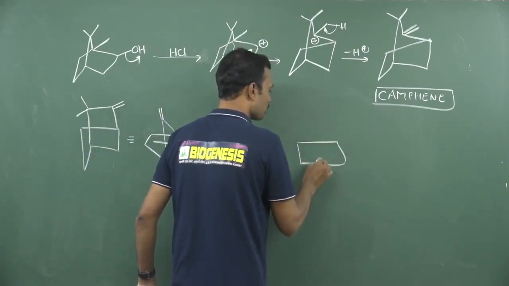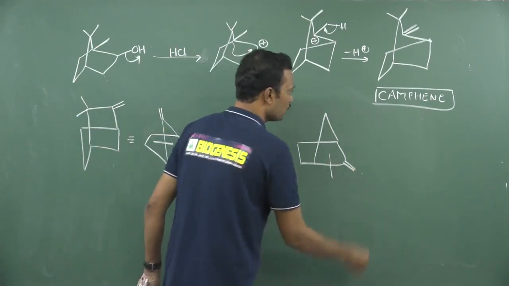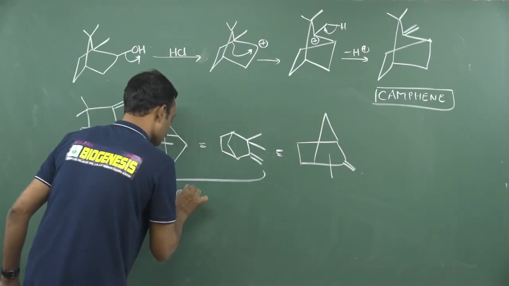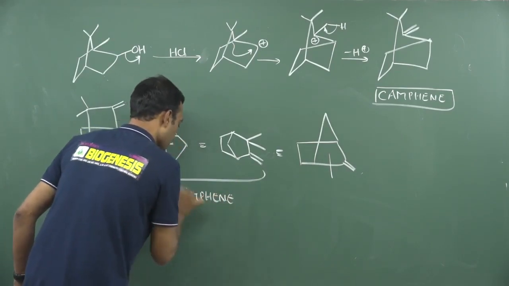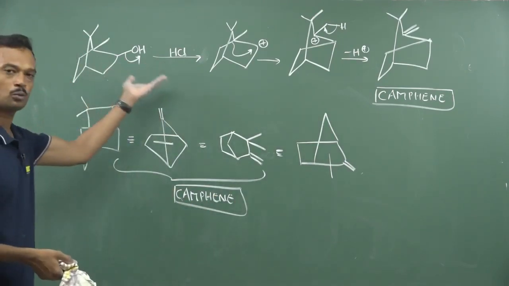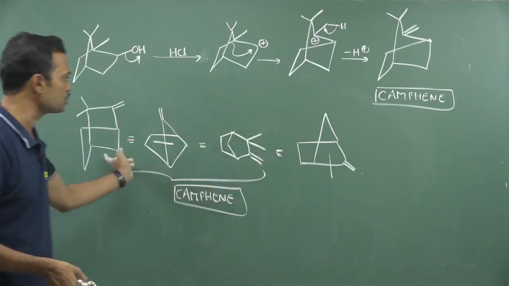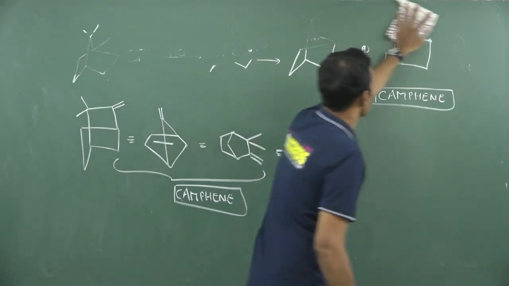Next, we can also represent it like this. Here 2 methyl groups are present, and here 1 double bond. These all structures are known as camphene structures. Camphenes are prepared by using Wagner-Meerwein rearrangement, from bornyl or isobornyl. You can take any one. Finally bornyl or isobornyl gets converted to camphene like this. You can take any one of the structures or general representations of camphene.